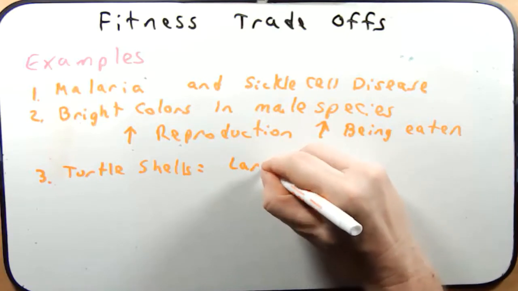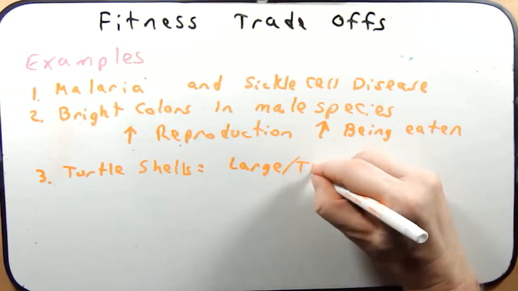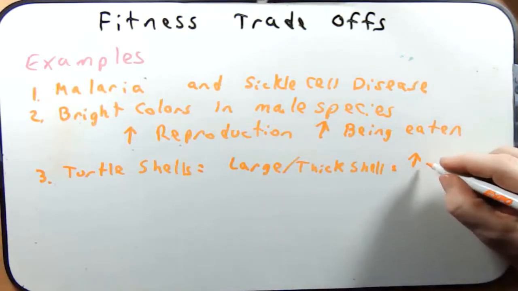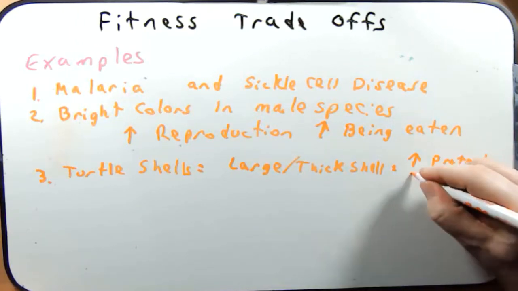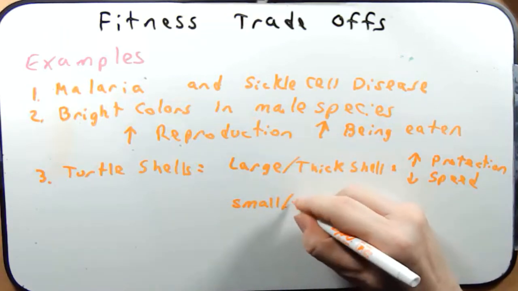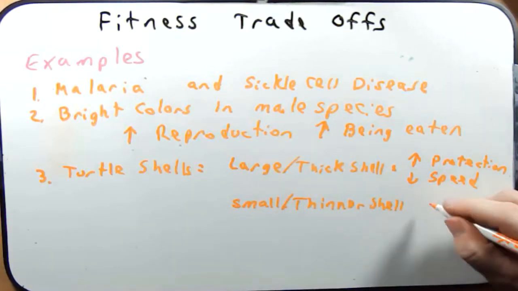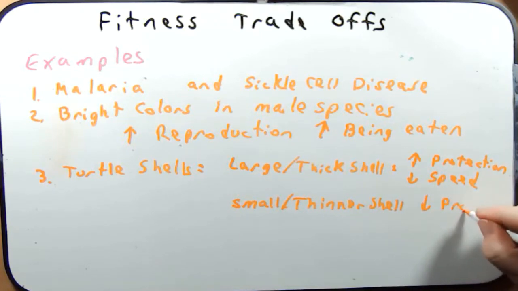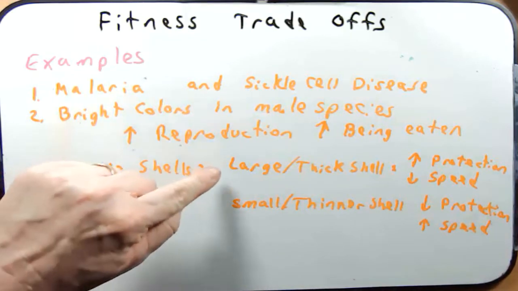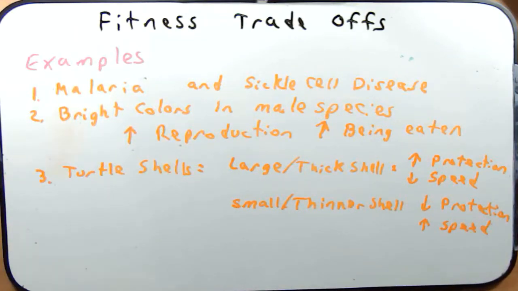A large, thick shell. This results in greater protection, and I would use an up arrow to mean greater or increased protection, but lower speed. Likewise, a smaller, thinner shell is less protection, but greater speed. In some environments, the top one might be preferable, and in other environments, the bottom one might be more preferable. And in some environments, you might pick something in between the two.